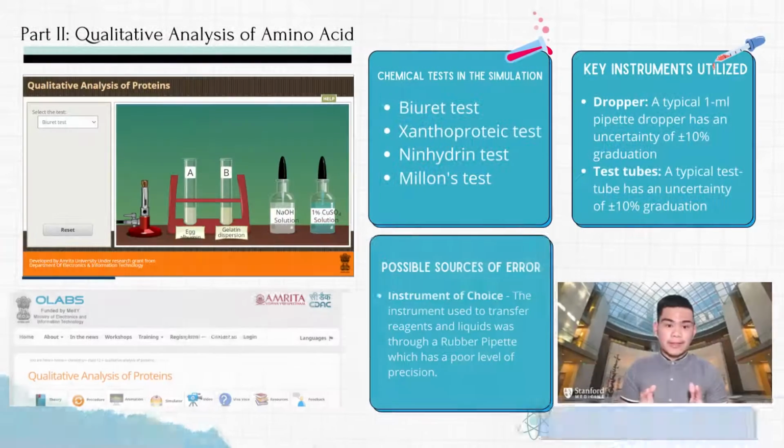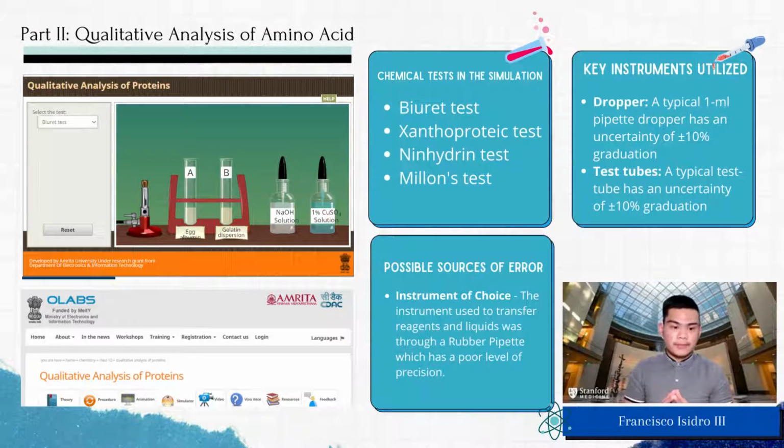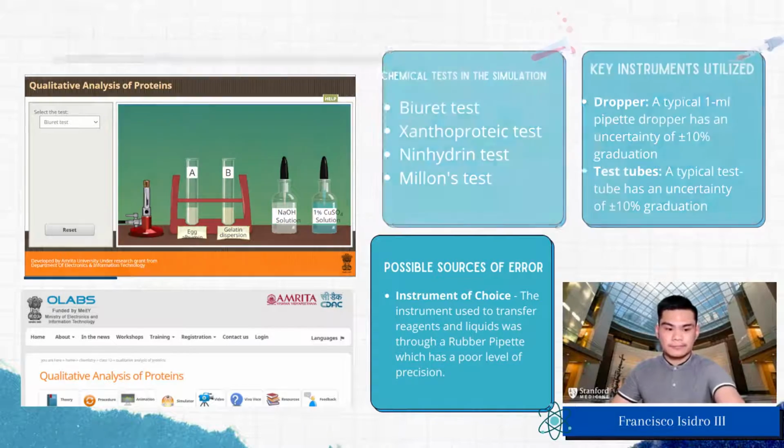For part 2 of the qualitative analysis of amino acids, it has a similar interface to part 1. It is also under Amrita through OLabs. The chemical tests that we were able to use here are the Biuret, Xanthoproteic, Hydantoin, and Millon. It has similar instruments, and it also has a similar source of error as part 1, which is the instrument of choice. So that's for part 2 of the qualitative analysis of amino acids.